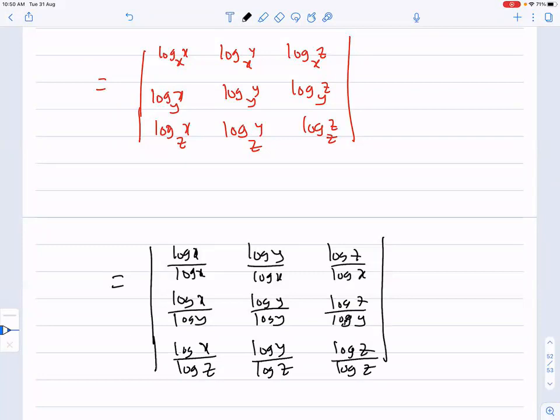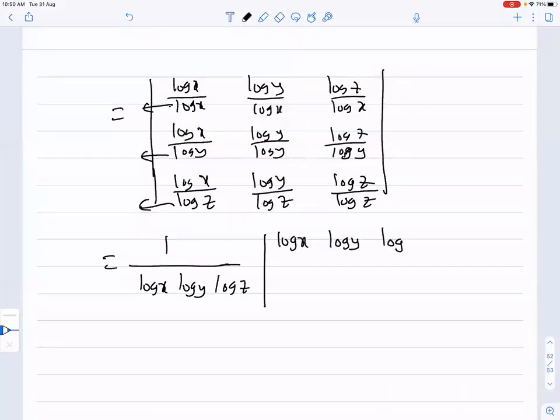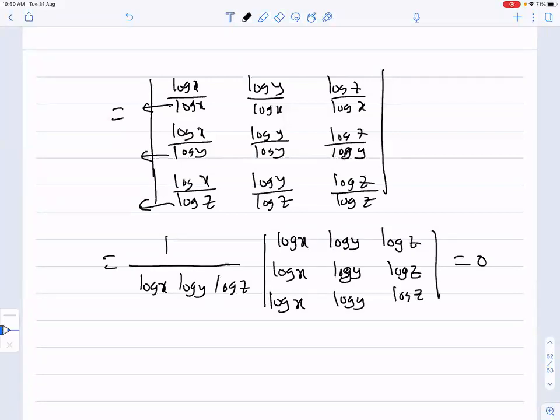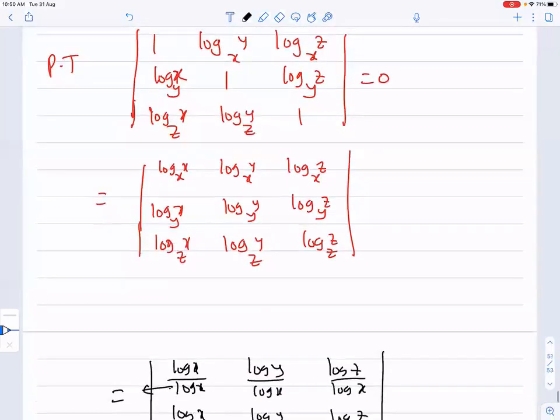See, from denominators, take log x common, log y common, log z common. What will you get? Outside, 1 by log x, log y, log z is going to come. Inside, log x, log y, log z is going to come in each row. And this is going to turn to 0. Is it clear, students? Yes. Right. I'll do one more.